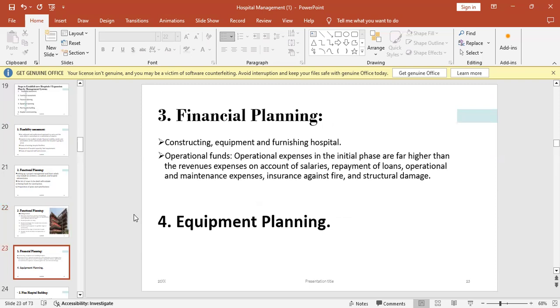Financial planning is a very important task in hospital management. It covers construction, equipment and furnishing of the hospital. For all these phases, the most important part is the financial planning. Operational funds: operational expenses in the initial phase are far higher than the revenues, on account of salaries, repayment of loans, operational and maintenance expenses, and insurance against fire and structural damage.